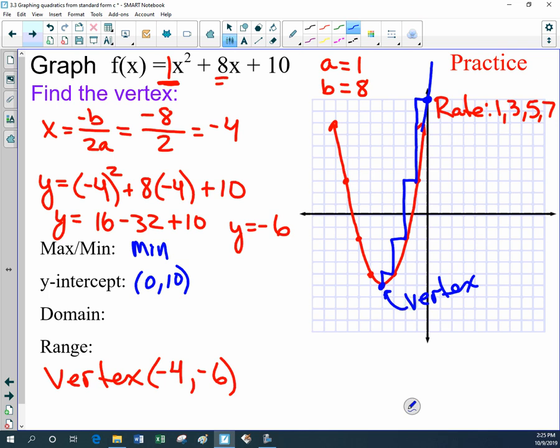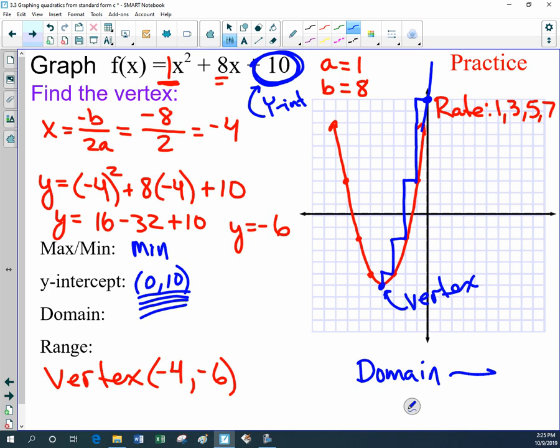And one important thing I want you to recognize here is that the y-intercept is always going to correspond to the value of c. So whatever c is, that's going to tell us what the y-intercept is. Okay, so c is 10, so the y-intercept is 10. Then our domain, okay, so again, the domain is the x values. So domain is how far the graph is going left and right. So the graph is going to go infinitely left and right. So the domain would be all real numbers.